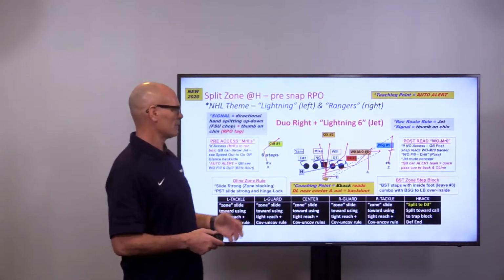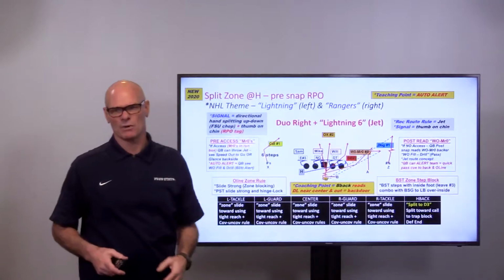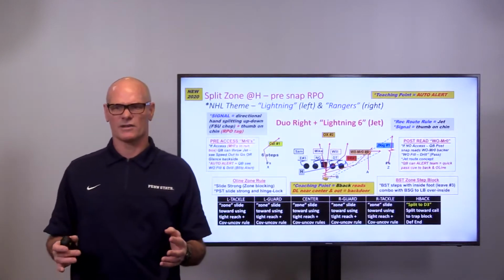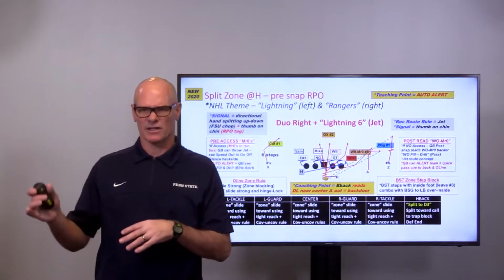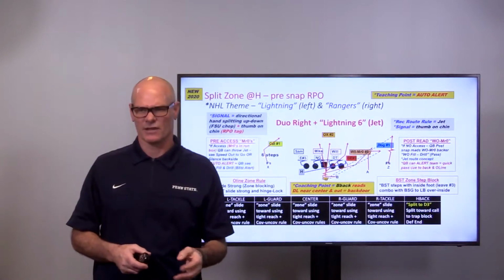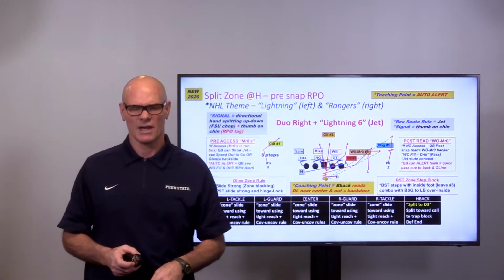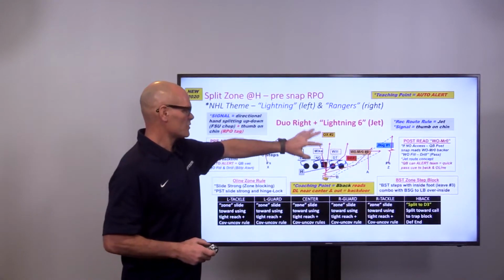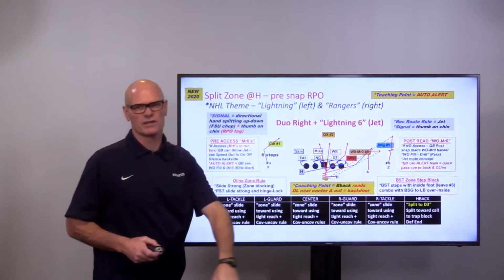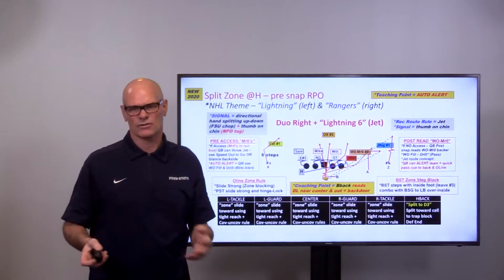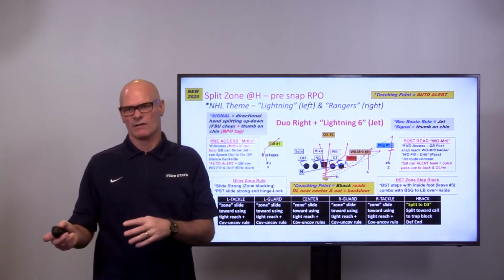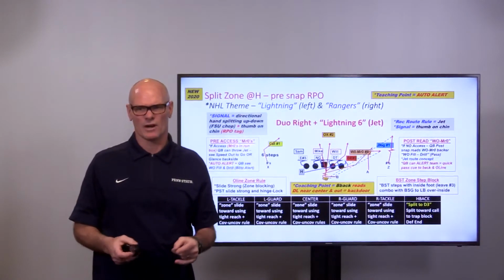Again, real simple. We're still reading second level, but we have 3 different ways to attack the routes against different coverages, against different ways the linebackers are going to play them. And again, the neat thing is you can pick what your QB and your receivers do best. So it's real simple. Second level variations to split zone with the RPO system.